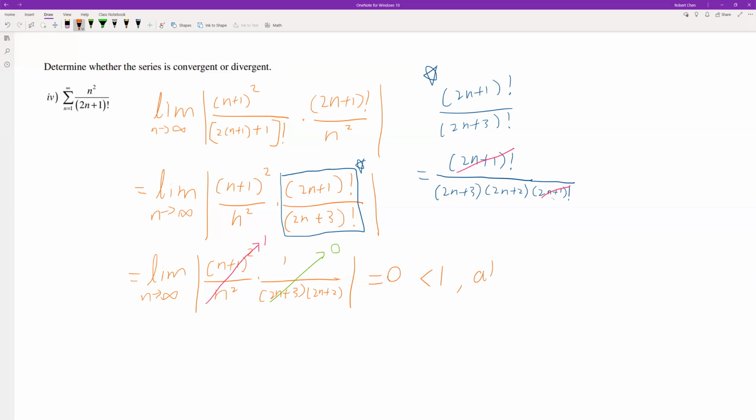Then we can say that it's absolutely convergent by the ratio test. Okay, so you can see that it's not too bad. It's just playing around with factorials, with powers, and taking limits, right? And hopefully this is still not too bad.